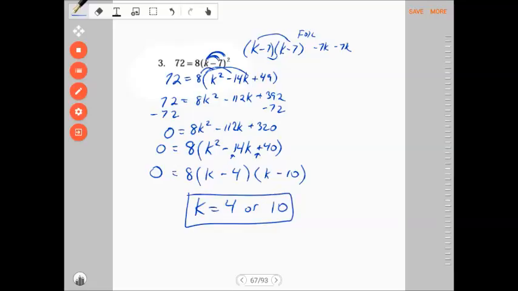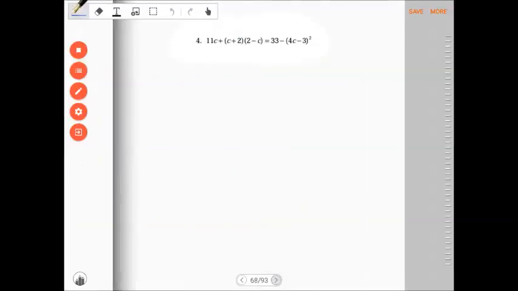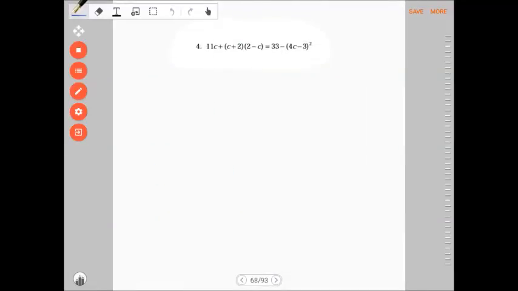All right, so again, let's just recap. We had to expand, then bring the 72 over and then factor again. Not a problem. Okay, number 4. This one's kind of a big expanding one. This has got a couple of things in the middle here. So these don't get harder, they just get longer.